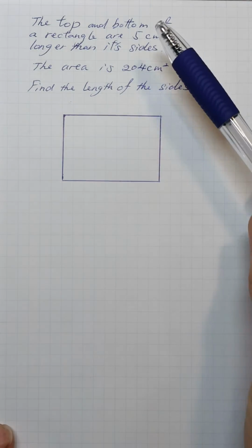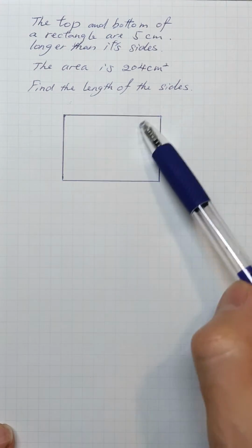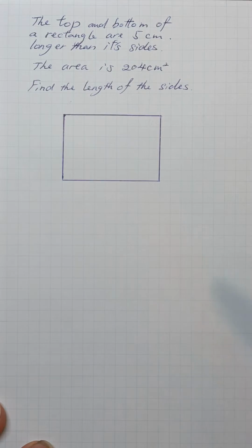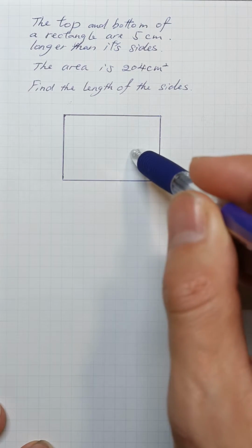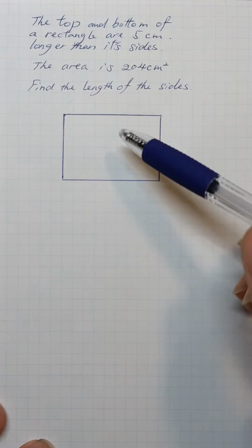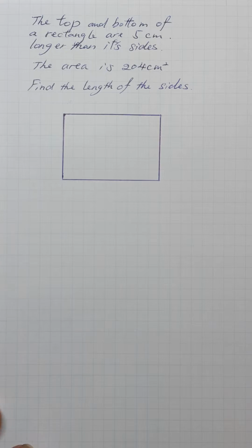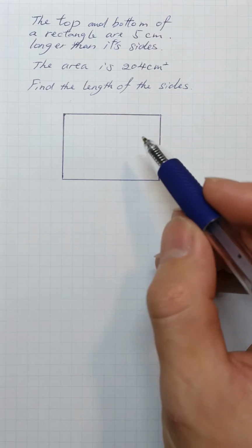I will show you how to solve this question. The top and bottom are 5 centimeters longer than the side, okay? And the area of this rectangle is 204, and we are supposed to find the side lengths, okay? This is a typical MCAT question.